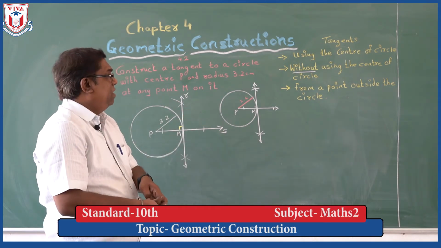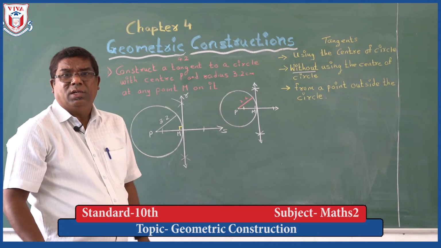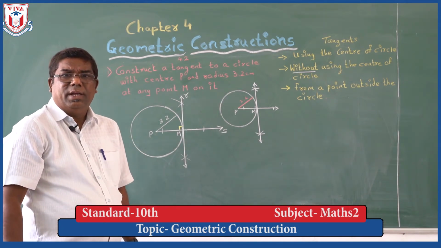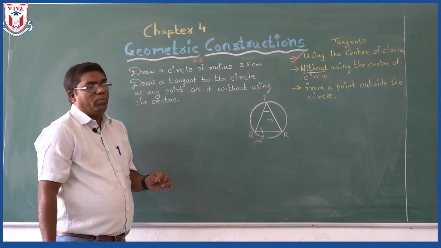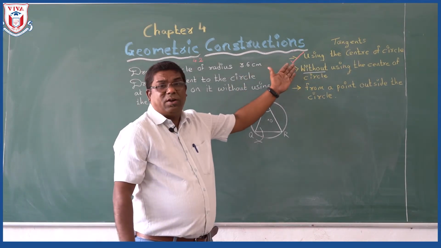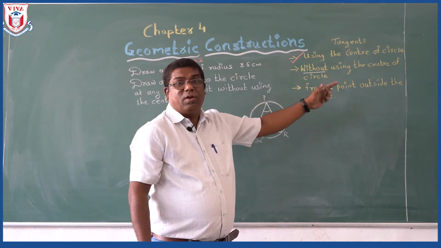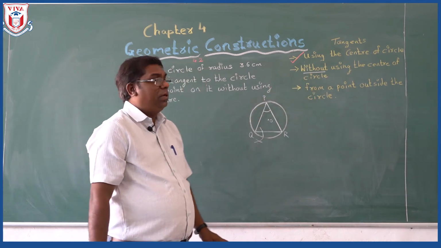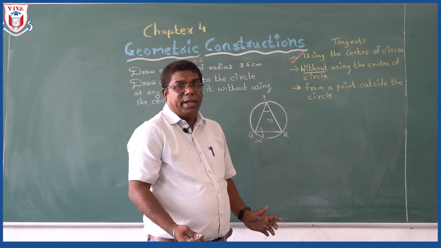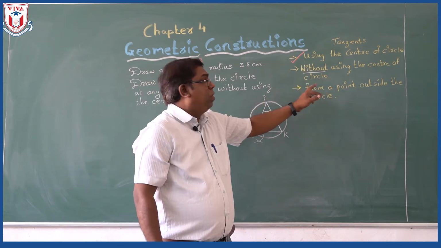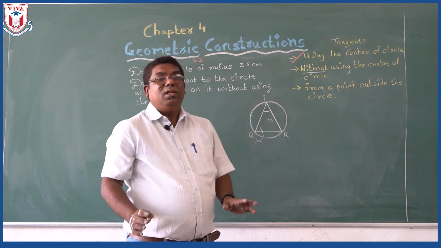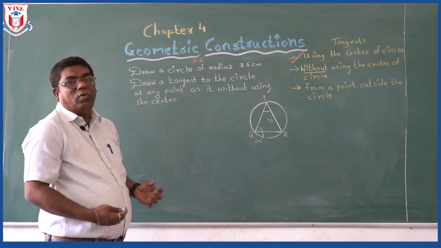This is our first sum using the center of a circle. We will go to the next sum. See, after completing our 4.1 first question using the center of the circle, we are jumping to the second concept in 4.2, a tangent to be drawn without using the center of a circle. Now see, the question is what?